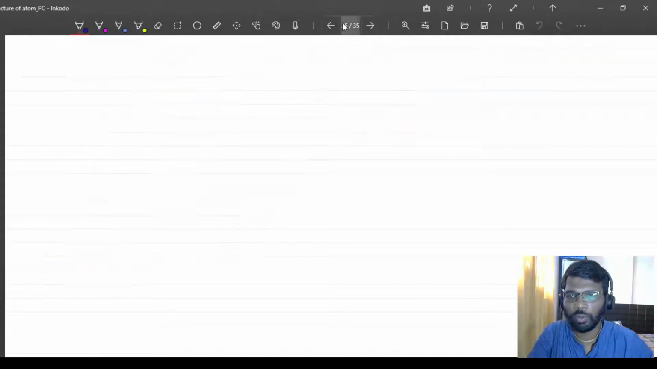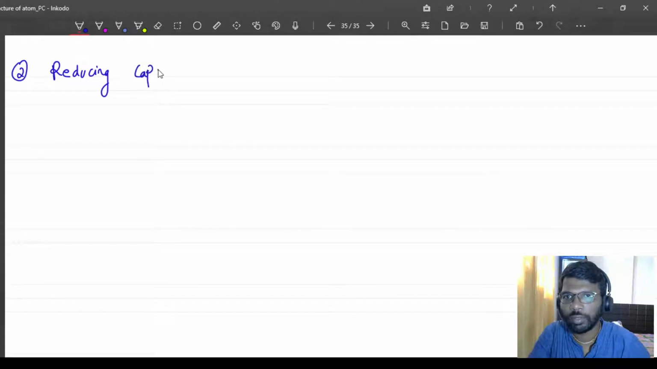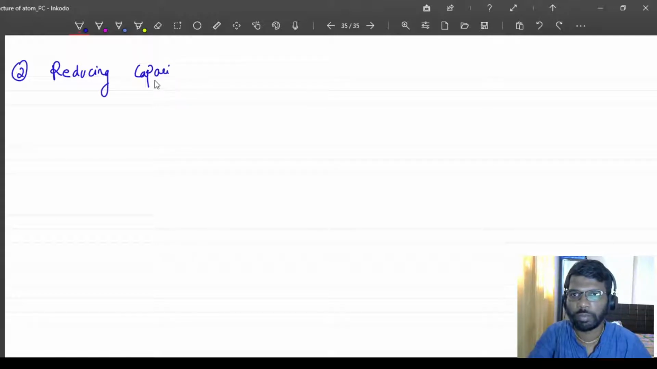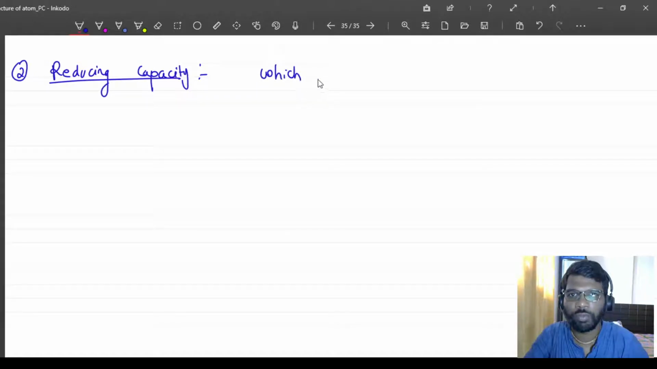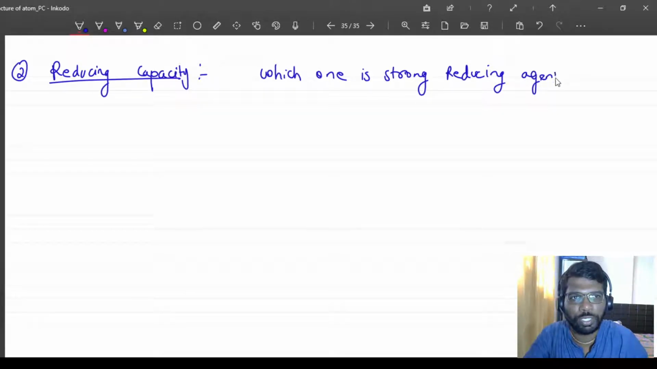The next property I am going to discuss is reducing capacity. This reducing capacity means which one is the strong reducing agent. Now, what is the meaning of a reducing agent? The reducing agent is the one which reduces others.